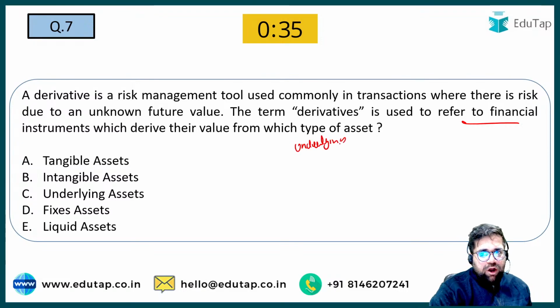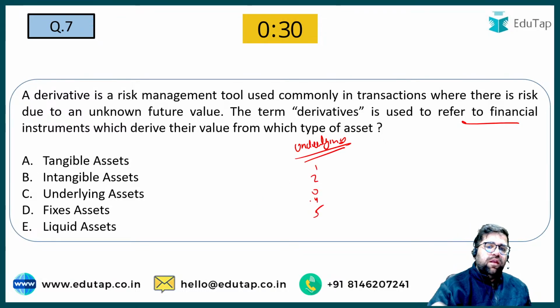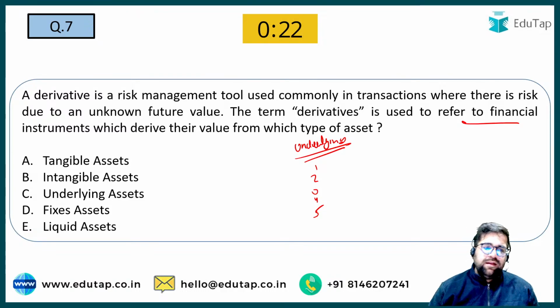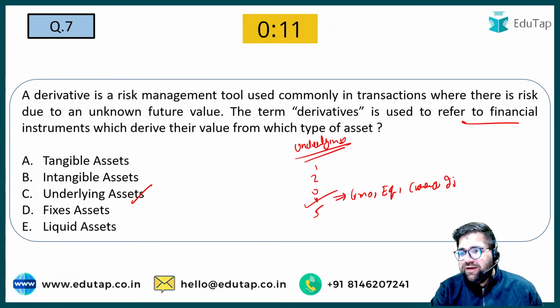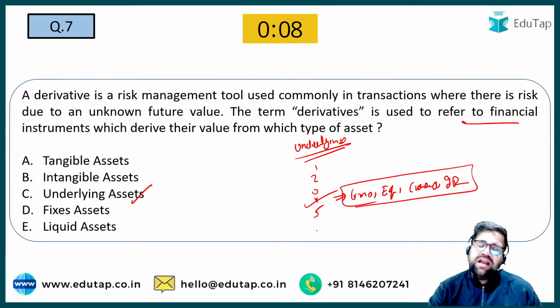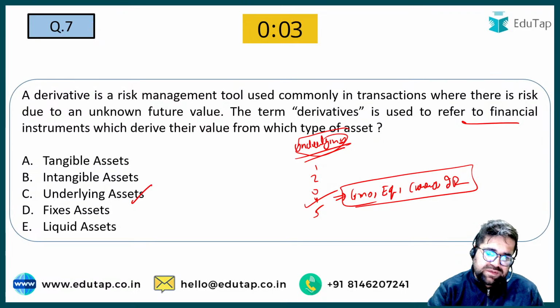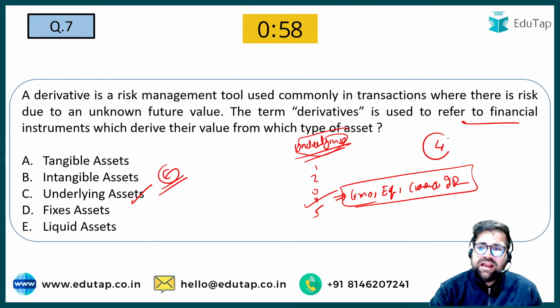Can somebody tell me how many categories of underlying asset are there? 1, 2, 3, 4 or 5? Can you please let me know? Yes, somebody has given the right answer. 4 types. So you have your commodities, you have your equity shares, you have your currency, and you also have your interest rate. These are the 4 types of underlying assets which will definitely affect the value of your derivatives as well. So the correct answer over here will be option number C. There are 4 types of underlying asset, not 3.